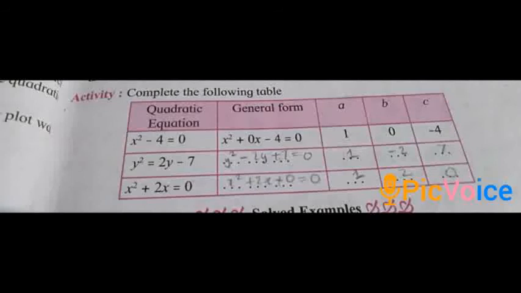Then you have y square is equal to 2y minus 7. So y square minus 2y plus 7 equal to 0. Take everything to the LHS and then fill up. Okay, so do this activity also, which is there on the page number 31.